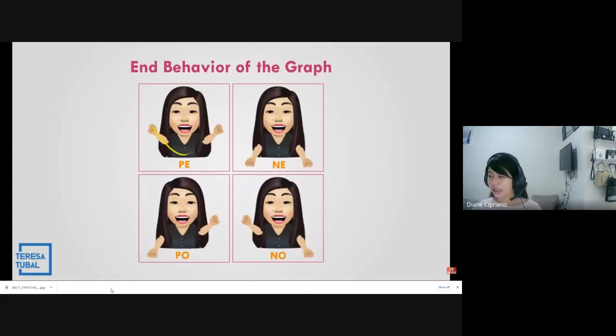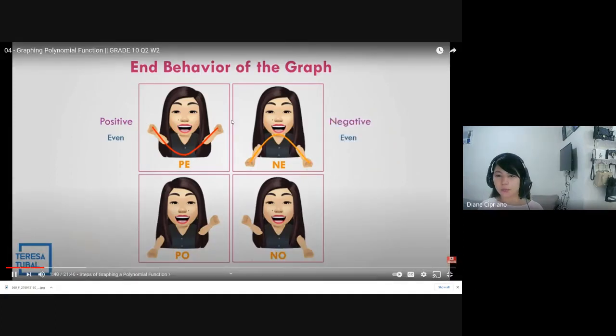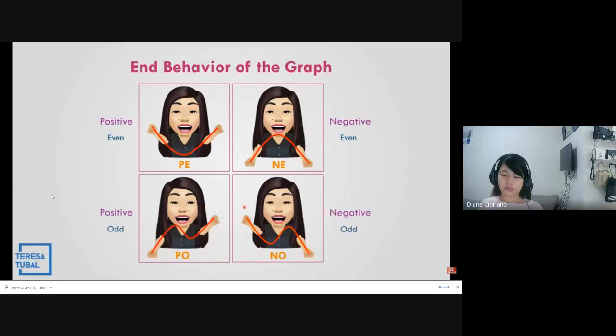Ayan. So we discussed that kanina, which is the end behavior of the graph. Pag PE, ang tatandaan nyo, opens upward o positive even. Pag negative even, like that. Positive odd, increasing graph. From negative infinity to positive infinity. Negative odd, decreasing. Positive infinity up to the negative infinity.